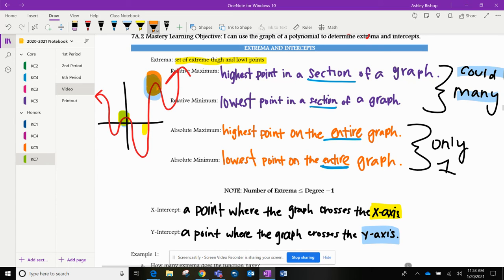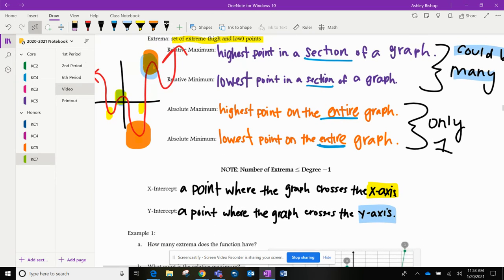There's only one, and there's only one absolute minimum. So although both of these spots right here are relative minimums, they're the minimums of that section, there's only one of them that's absolutely the lowest spot. Okay, so there's only one of those.